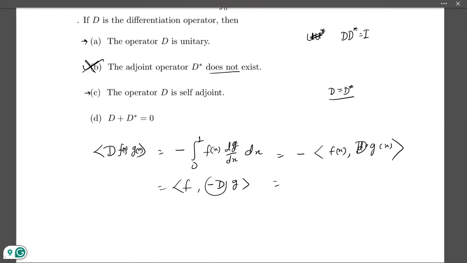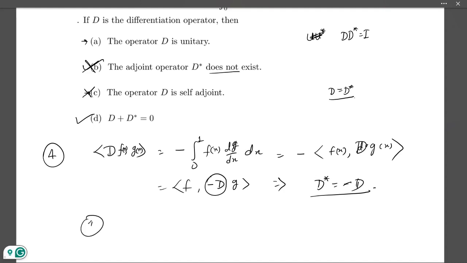So you see here, this is your D star. D star is equal to minus D. This fourth option is correct from here. Now what about C? Is this self-adjoint? No, because D star is minus D, not D. Okay, so what about the first option?